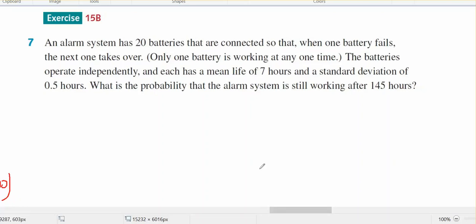This is coming from number 7 in 15B. An alarm system has 20 batteries that are connected, so that when one battery fails, the next one takes over.